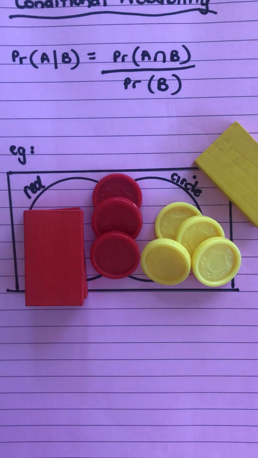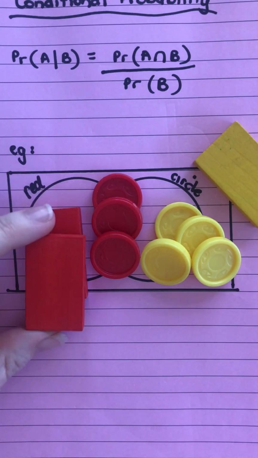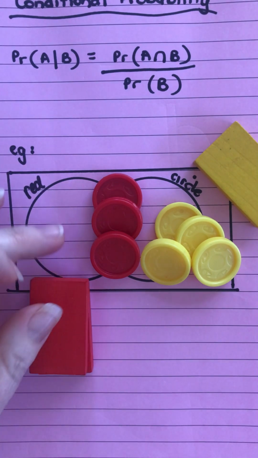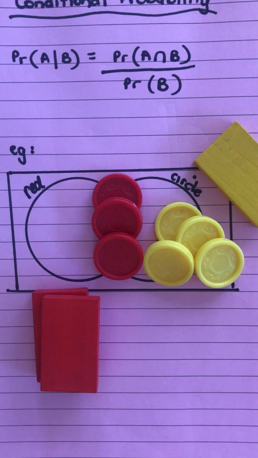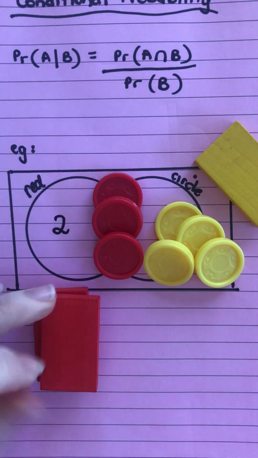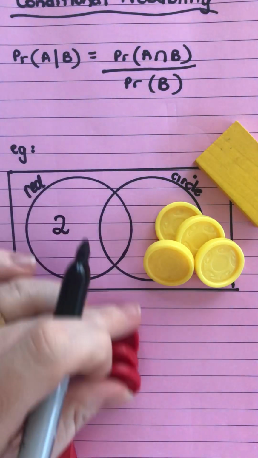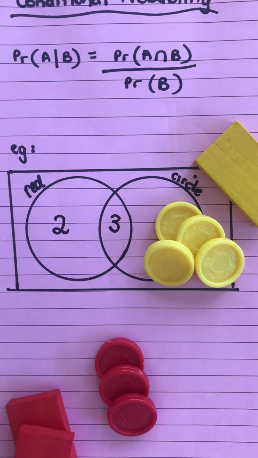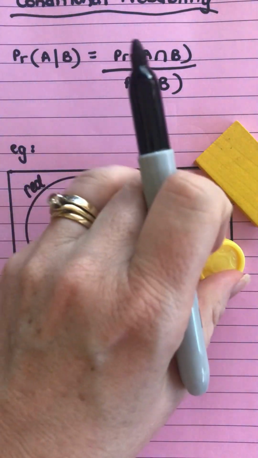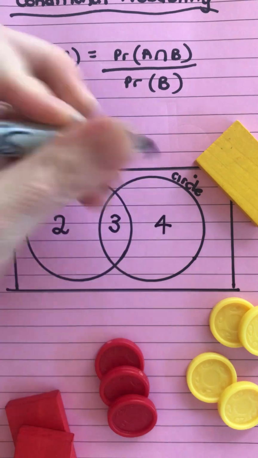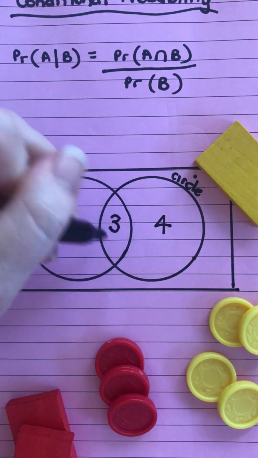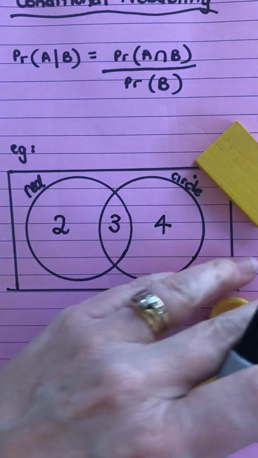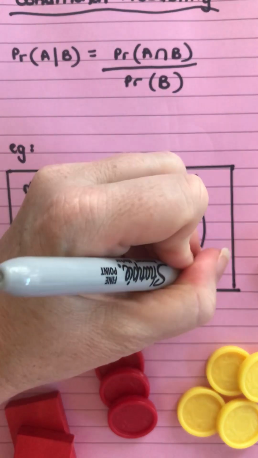Now, obviously, they don't fit very well in there, so I'm just going to write how many there are of each. So I know there's 2 of these blocks go in this section. I had 3 of those circles in the overlap, so 3 red circles. Then I had the 4 yellow circles, so they're in the circle, but not in the overlap, so they're not red and circular shaped. And then I had this 1 block outside.